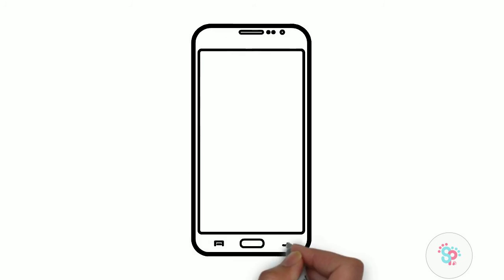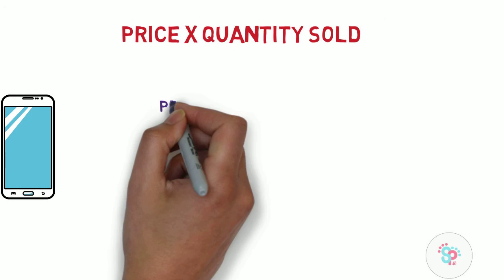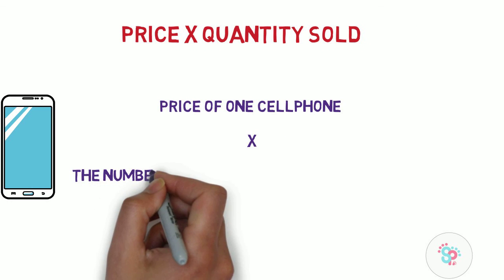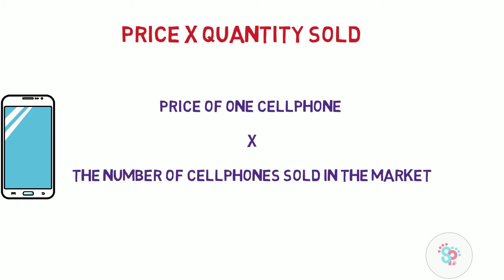Let's imagine that there is a company that sells cell phones. The total revenue in this case is the price of one cell phone into the number of cell phones sold in the market. That's it.